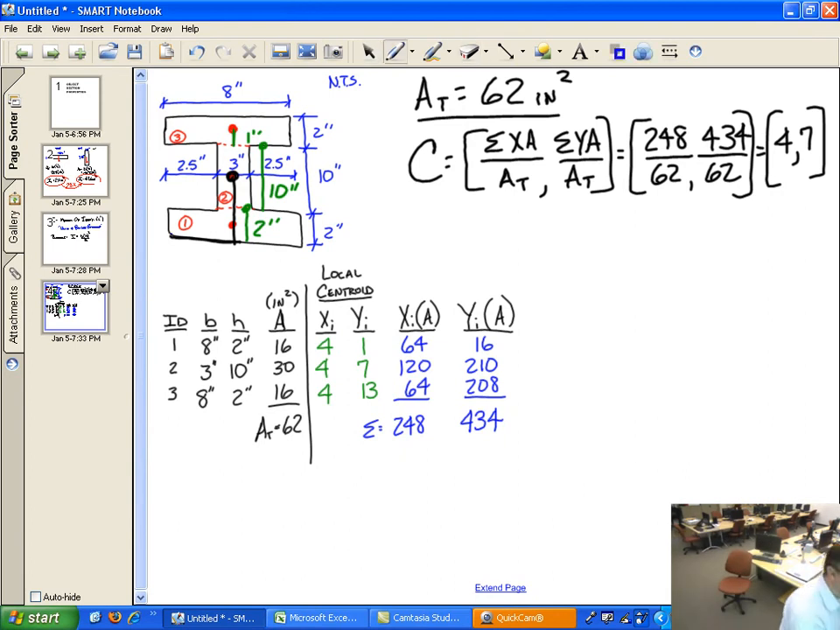Come along with me. We'll put it back as 0, 0. So we got the centroid now. Now we want to find IX.